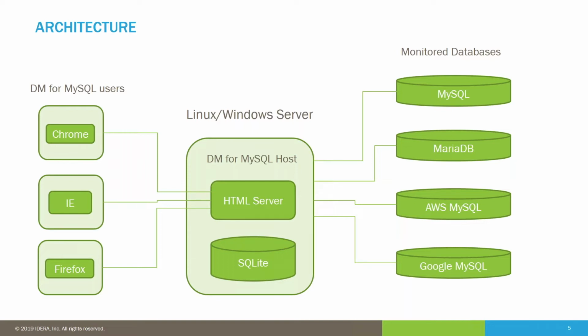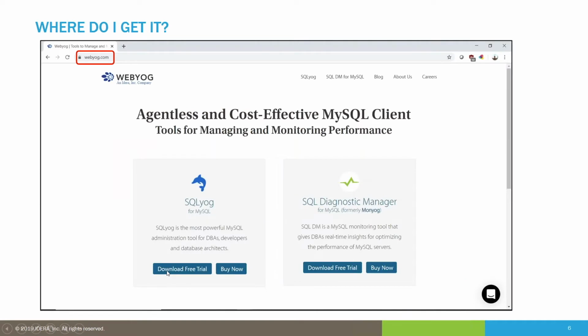So the schema we use to store all the data is publicly available. How do you get it? It's available for a free trial.